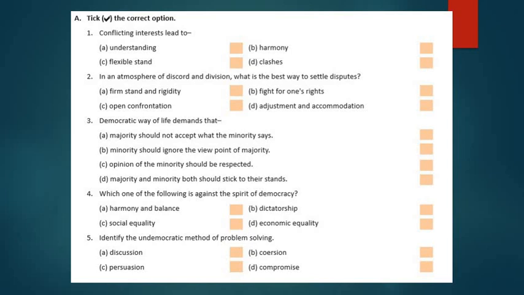Undemocratic method जो डेमोक्रेसी से रिलेटेड नहीं है, जो डेमोक्रेट किसी के वैल्यूज को फॉलो नहीं करता, वो अनडेमोक्रेटिक मेथड है. तो ऐसा अनडेमोक्रेटिक मेथड क्या है? डिस्कशन तो नहीं हो सकता, पर्सुएशन नहीं हो सकता, कॉम्प्रोमाइज नहीं हो सकता, कोएरिशन ही अनडेमोक्रेटिक मेथड है. सो द आंसर इज कोएरिशन. दैट इज ऑप्शन बी. नाउ कम टू द नेक्स्ट स्लाइड.